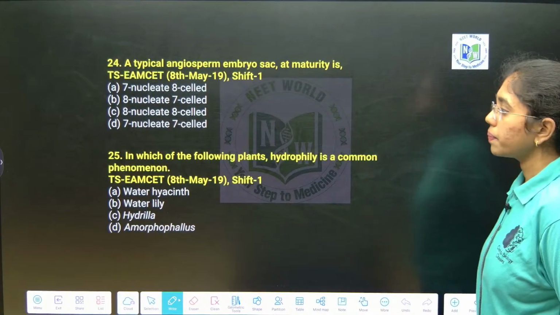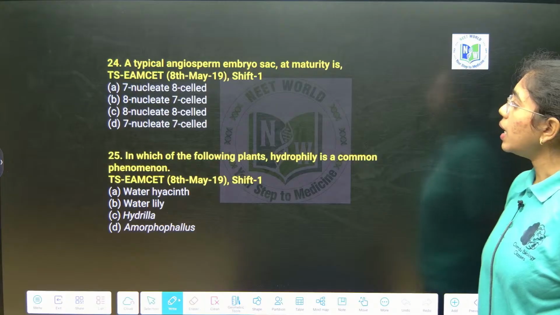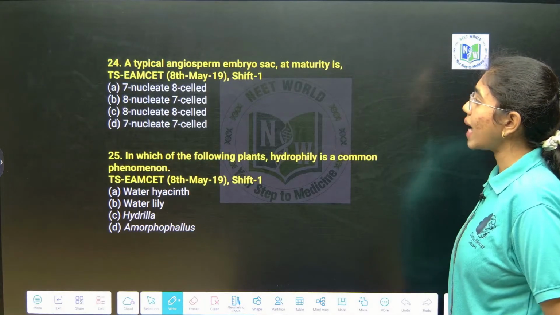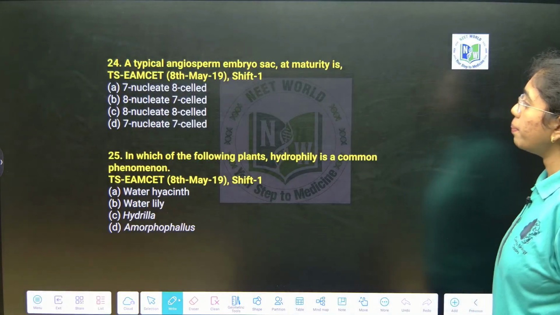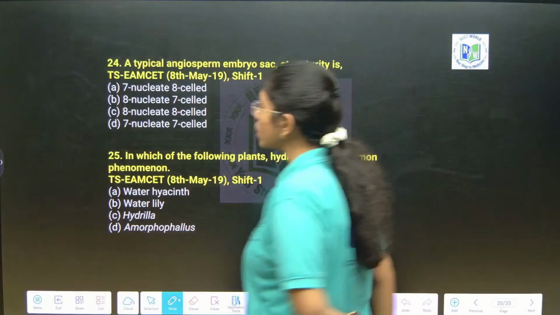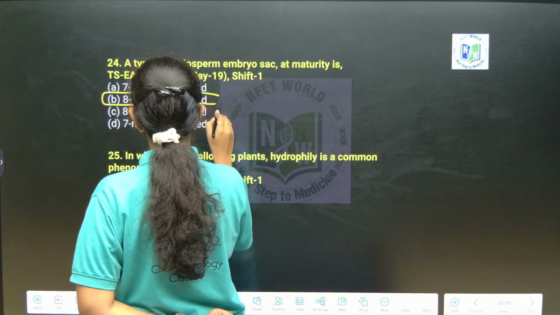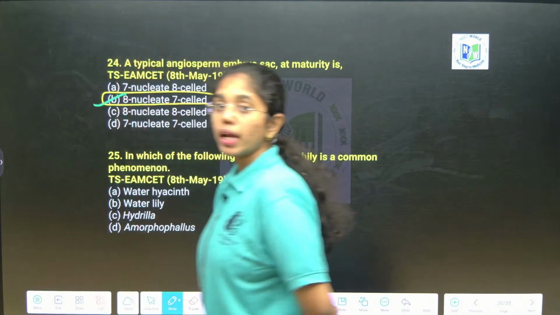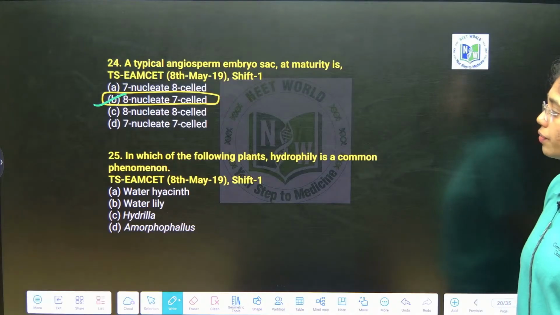This you see. A typical angiosperm embryo sac at maturity. At maturity, a typical angiospermic embryo sac will have how many nuclei? 8 nucleated 7-celled condition. Option B. 8 nucleated 7-celled condition.